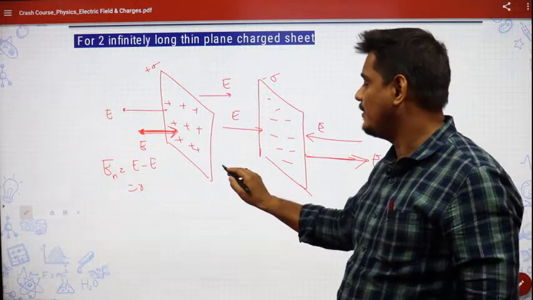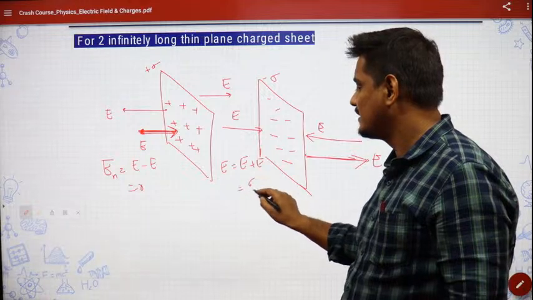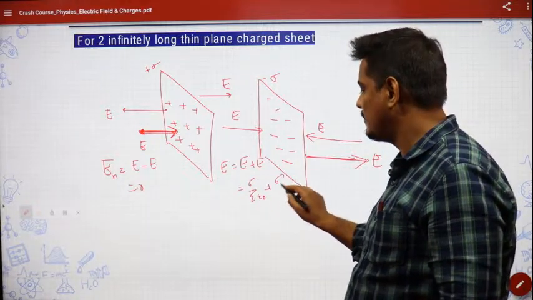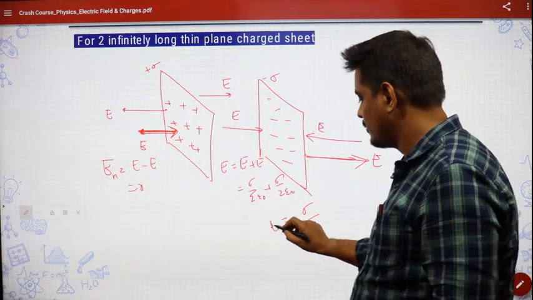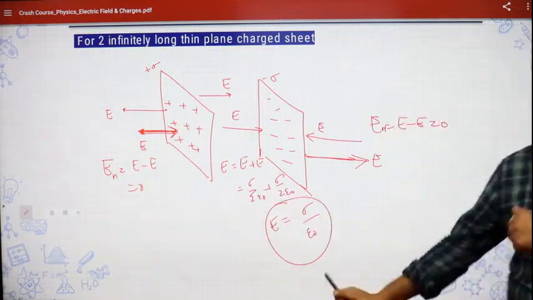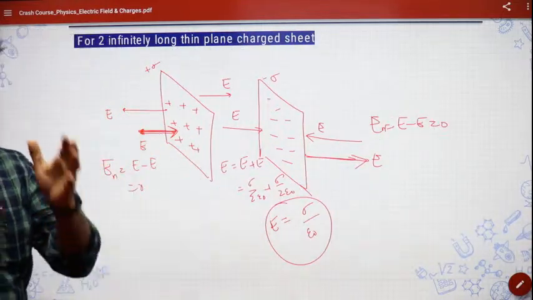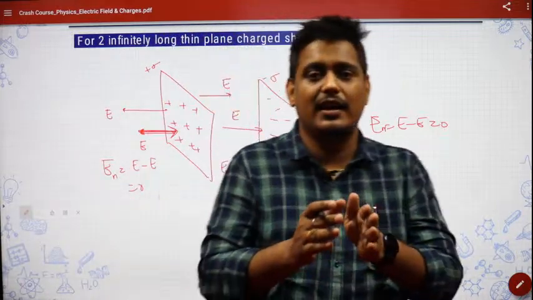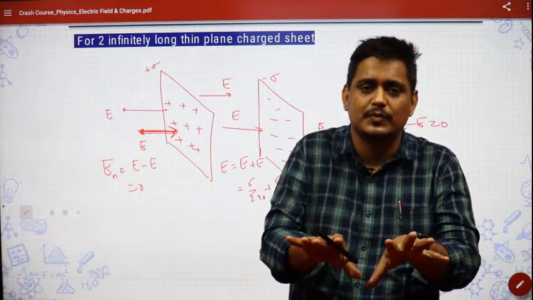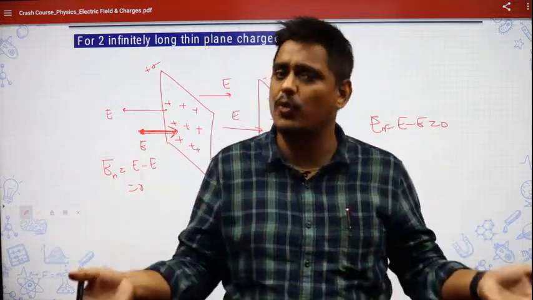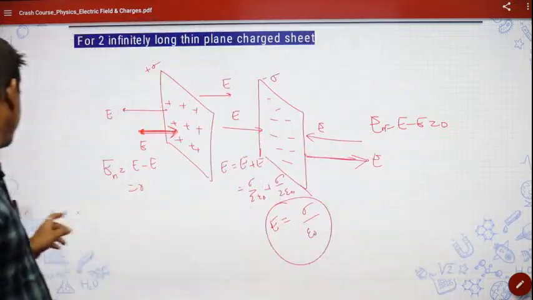Inside the plates, E is equal to E plus E, that is equal to sigma by 2 epsilon naught plus sigma by 2 epsilon naught, that will be equal to sigma by epsilon naught. So the electric field between them, very important thing I'm telling you, you may have questions based upon that. If there are two charged plates, then the electric field outside them, if the surface charge density is the same, then it will be 0 outside the plates, and inside the plates it will be sigma by epsilon naught. I hope it is clear.